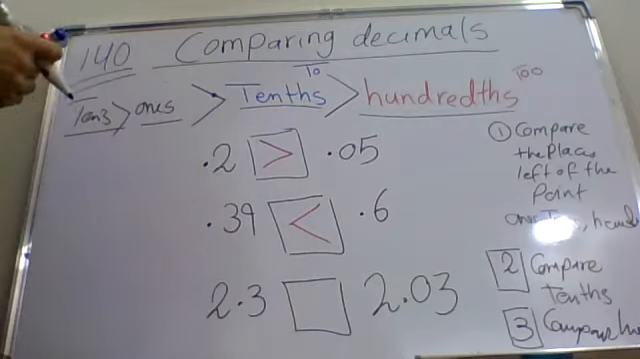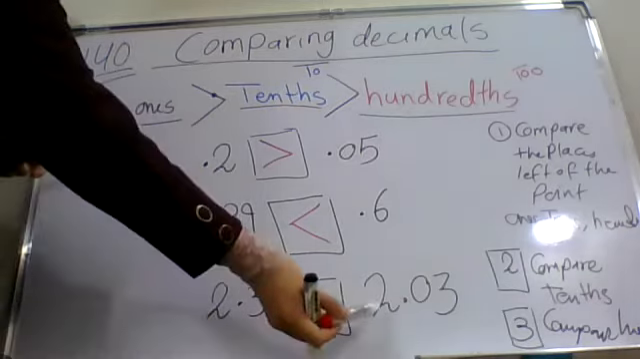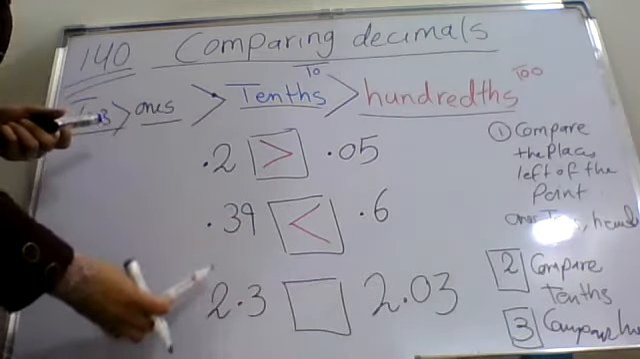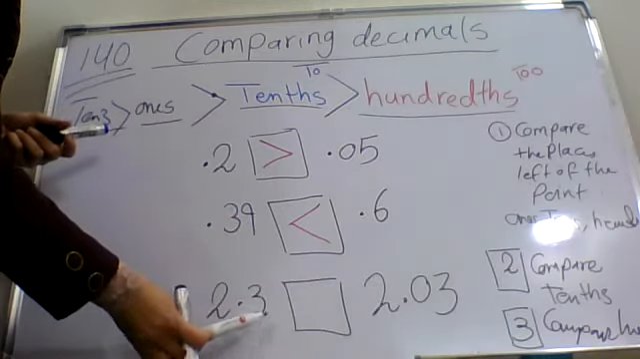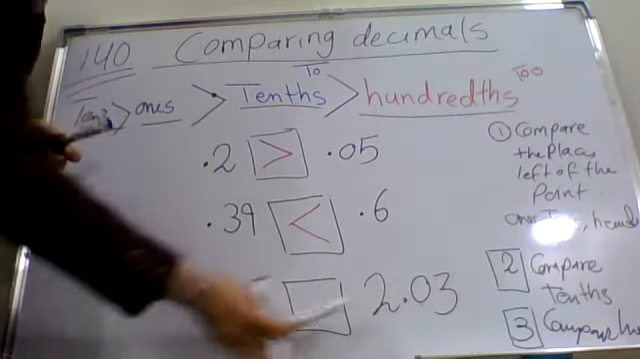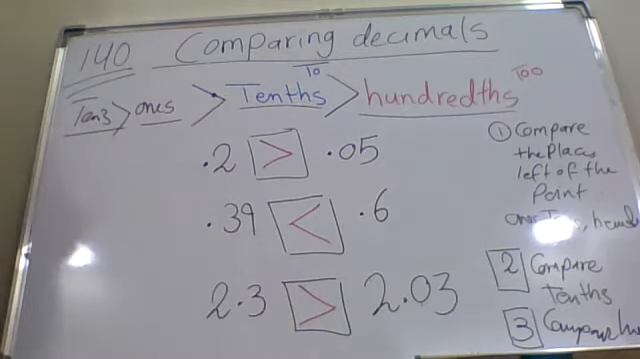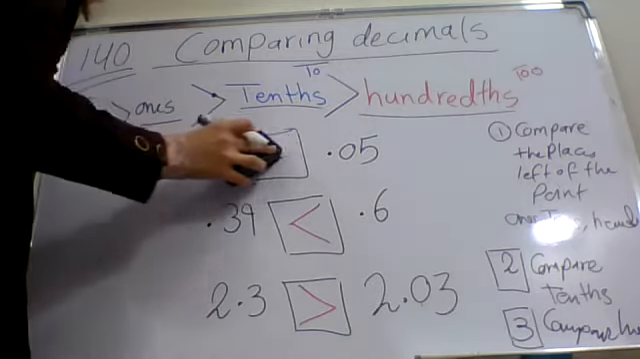No, they're not. Let's start with the ones place. It's the biggest place we have. 2. Oops, they are equal. We have to go to the next place, which is the tenths place. I have here 3, and I have here 0. Which one is bigger, 3 or 0? It's 3 for sure, so you have to write it this way. So 2.3 is bigger than 2.03. Okay?